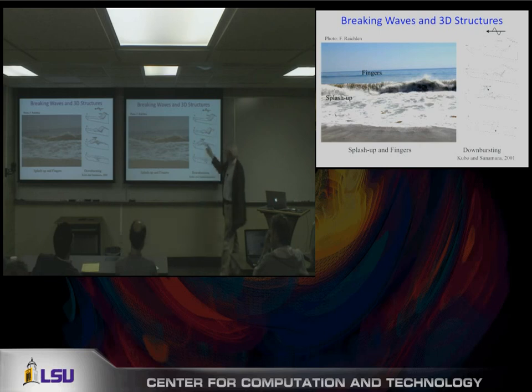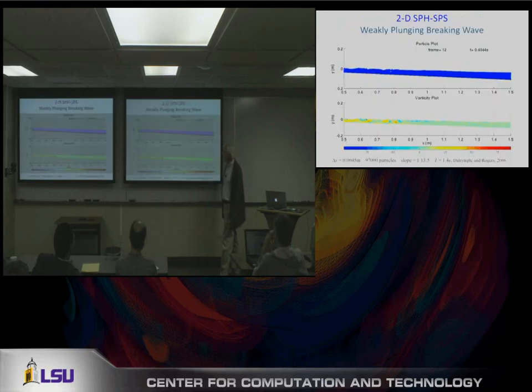And then this is some field data from Kubo and Tsunomura. Here's a wave coming to shore, it breaks, and then it breaks backwards. Just kind of a weird phenomenon. So what happens when you do SPH? This is SPH. This is our first stuff we were doing. This is 2006.